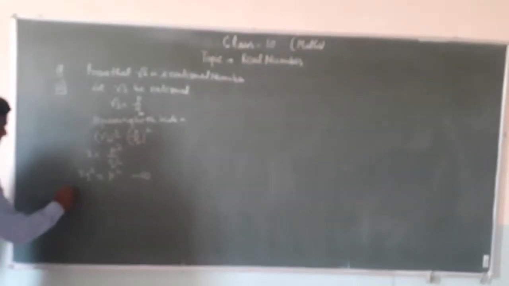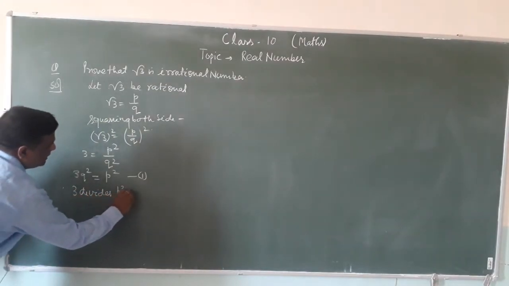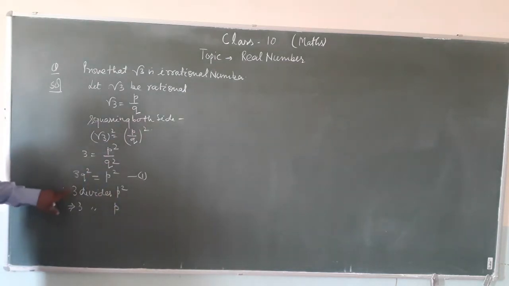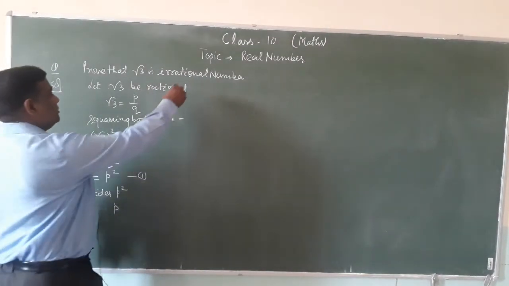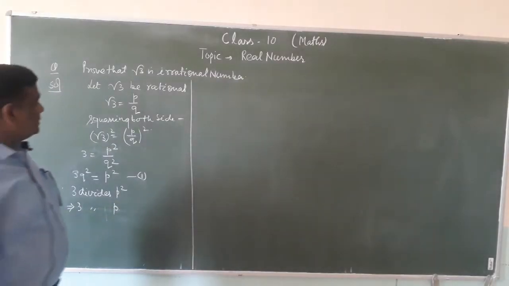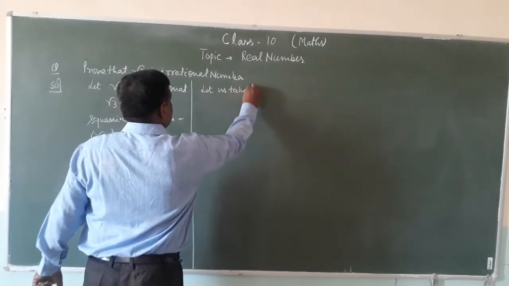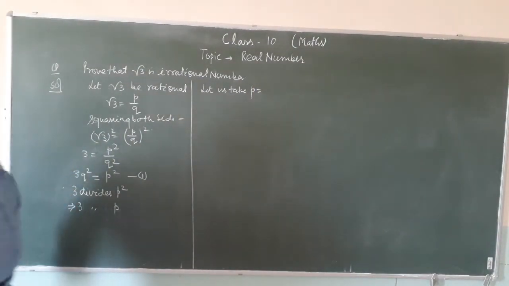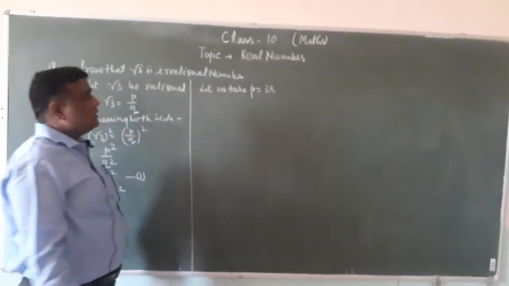Since 3 divides p square, this implies that 3 also divides p. That is, 3 divides p square, so 3 also divides p. Now we can write, let us take p is equal to the factor 3 and a constant k, that is 3k. Let us take p is equal to 3k.